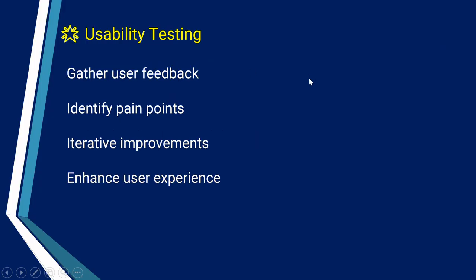Usability testing is essential for refining your design. By gathering user feedback, you can identify pain points and areas of confusion. Through iterative testing and improvements, you ensure the final interface is user friendly and aligned with the real user needs.